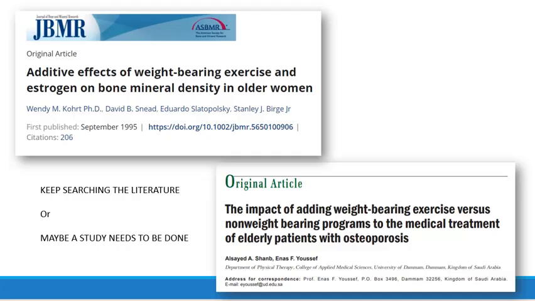But if you keep searching, hopefully you'll find something. And through that search process, through the things that you did the week prior, you're getting an idea about looking for keyword and keyword combinations. So here are a couple studies looking at weight-bearing exercise for elderly populations or older adult female populations.